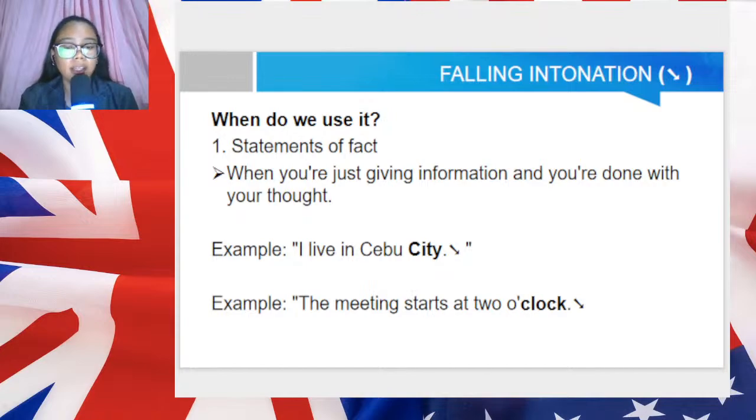Okay? All right. Let's dissect the examples to really understand this. First example: I live in Cebu City.